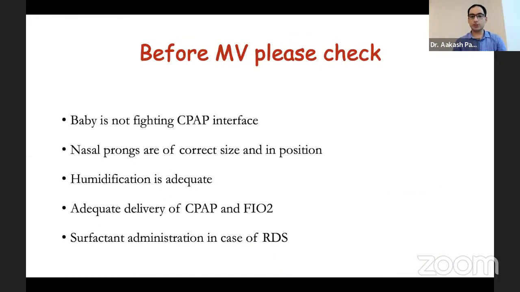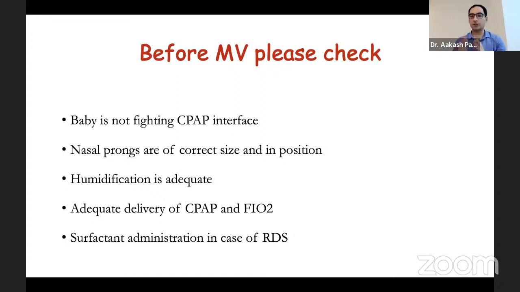So before jumping to mechanical ventilation, one should always ensure that we have used snugly fit nasal prongs. That is the only difference between the CPAP interface and the HFNC interface. That is, in HFNC, the prongs occupy less than 50% of the diameter of the external nares, whereas in the CPAP, they should completely fill the nasal orifice.